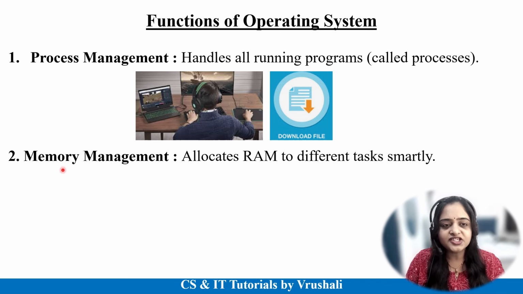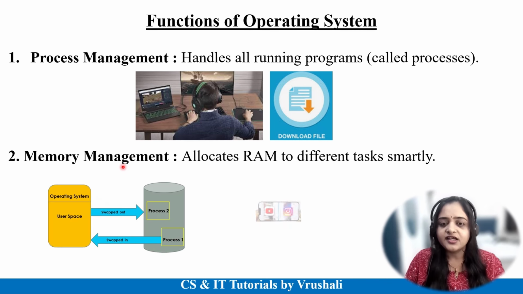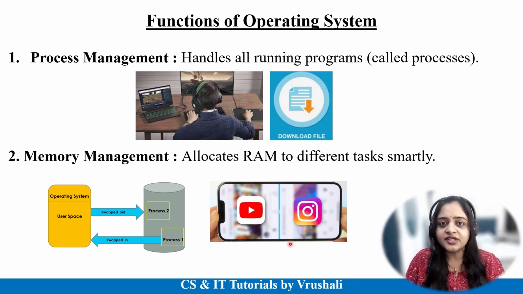Now, the next function is memory management. Sometimes what happens? The user opens multiple apps at the same time. So the responsibility of the operating system is to allocate random access memory to each and every app smartly. It takes care that each and every application doesn't clash with the others. This is called memory management.